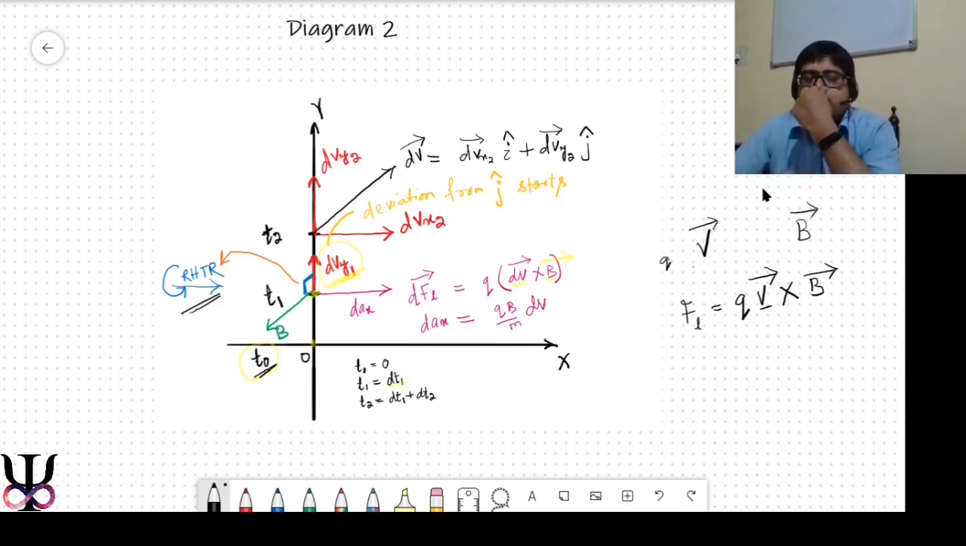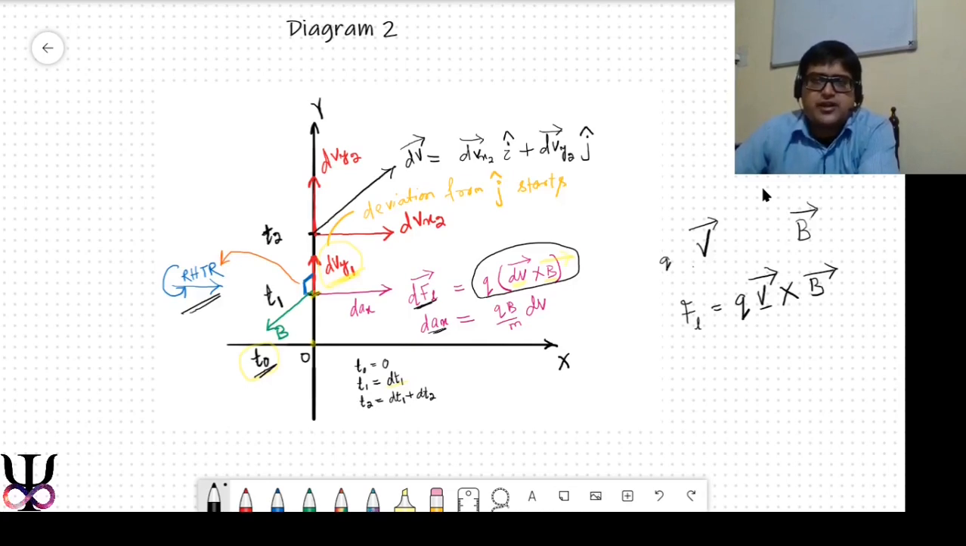At t1, which is after a very small time interval dt1, the particle has gained a velocity dvy1. Because of dvy1, there will be a small differential Lorentz force, let's call it dFL, given by q times dv cross B. This is dvy1, and the magnetic field is along the green arrow. So dvy1 cross B, as given by the right hand thumb rule, gives us a direction like this, which is the positive x direction. That is the differential Lorentz force. Because of that, a very small differential acceleration will be there, which is qB by m into dv. So how do you find acceleration from a force?